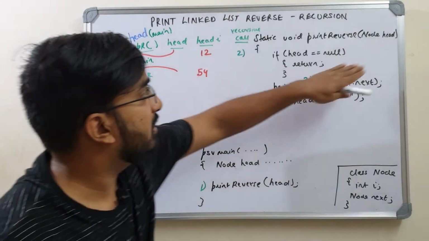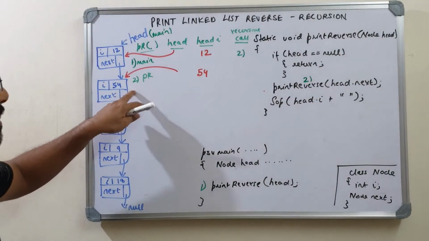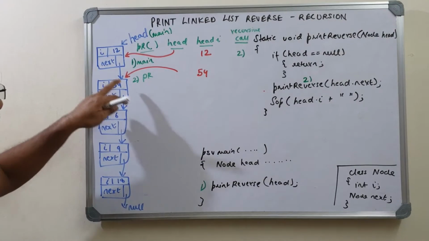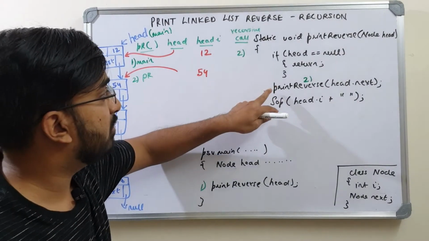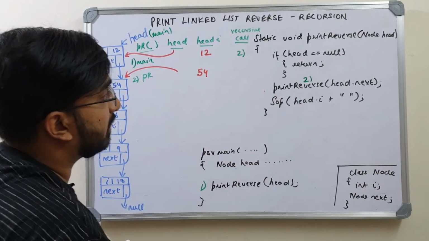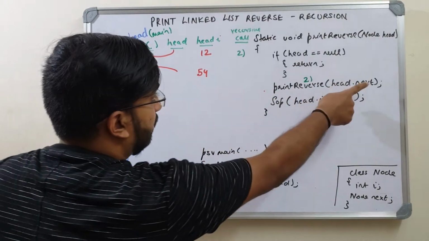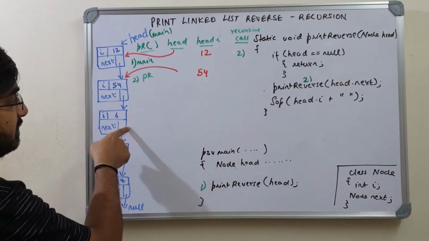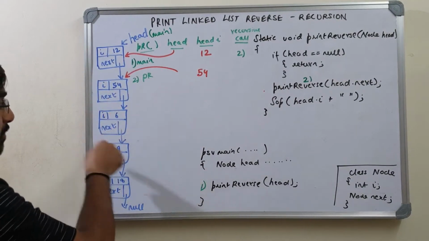You come into this method, your head is pointing here. You check if head is equal to null. Head is pointing to this location, a memory location, not null, false. You come here, you recur again. You call printReverse again with head.next. Head in this current call is pointing here, head.next is here. So the next call will have head pointing here.